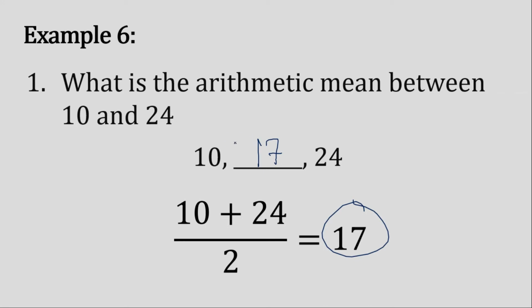To check if 17 is correct, we just need to subtract 10 from 17, and the answer is 7. 24 minus 17, the answer is also 7. And if we get the same difference, therefore this is an arithmetic sequence, and 17 is the arithmetic mean.